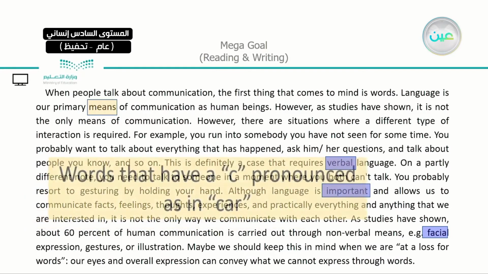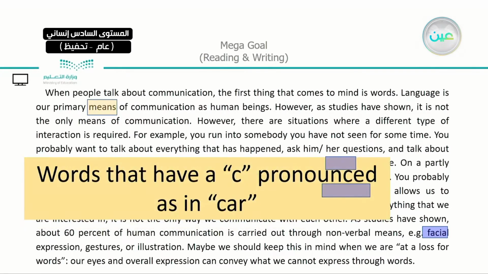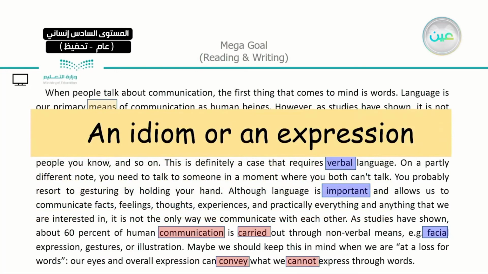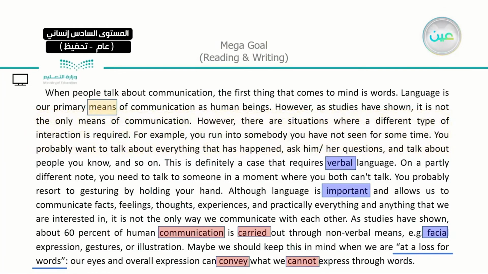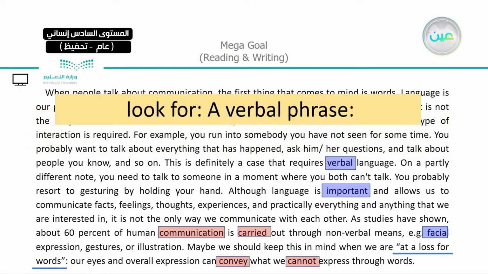We have also another question, words that have a C pronounced as in car. Now there are lots of words like communication. You can see carried, and we can see convey. Also, we have cannot. You can also pass by an idiom or an expression. You can just look at the end, and we can find that there is an expression which is at a loss for words. Moving on, we can find many phrasal verbs. For example, we have run into.